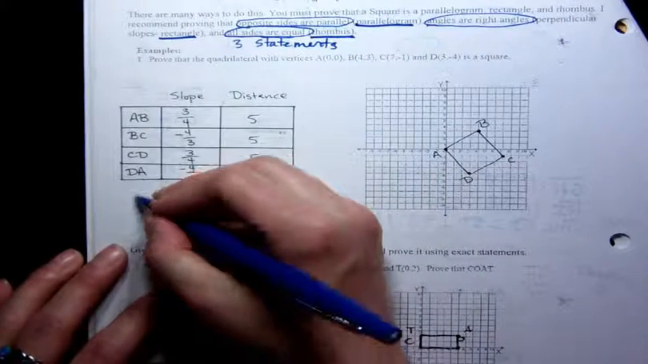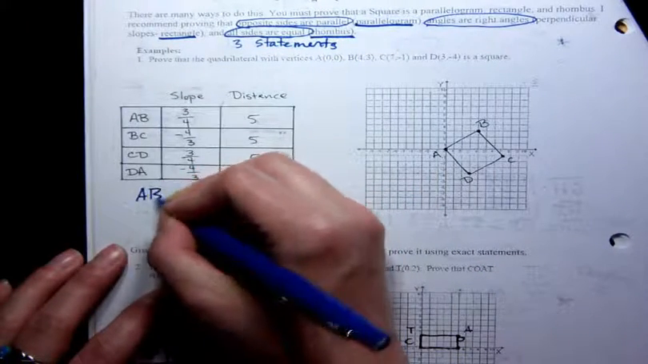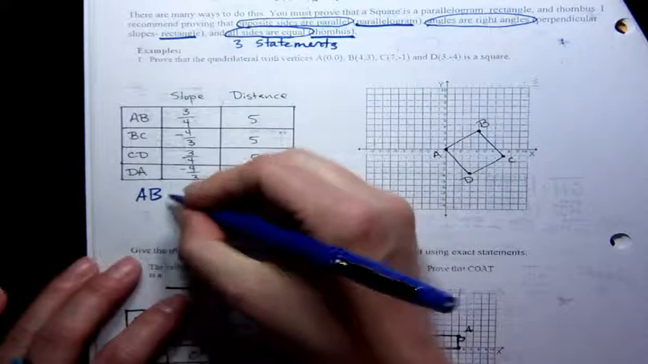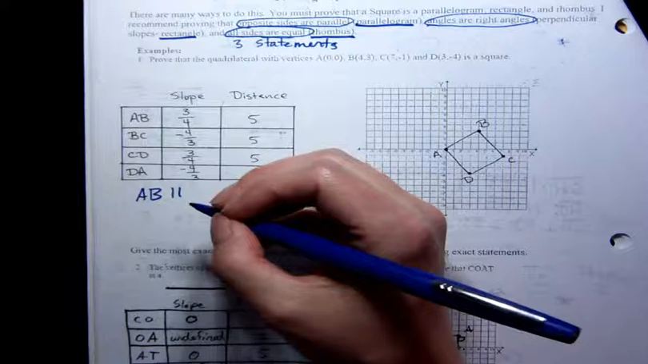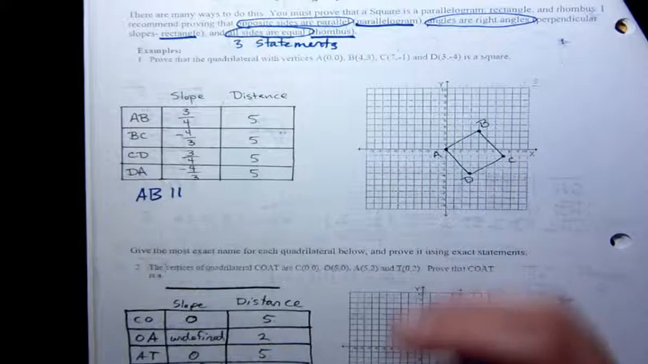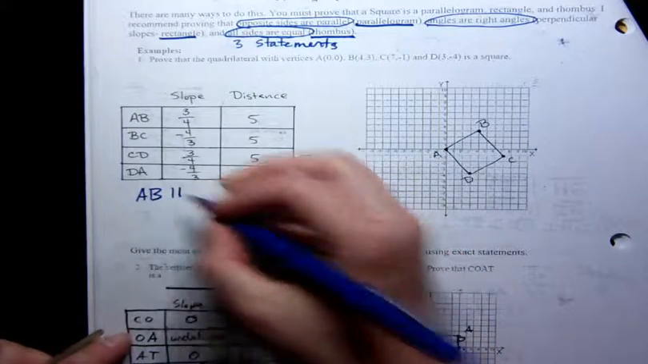So my statement for square, I'm always going to start any of these shapes by labeling what's parallel or what's not parallel. So AB is parallel to, I got desk 25 this time. Chelsea, AB is parallel to which side?